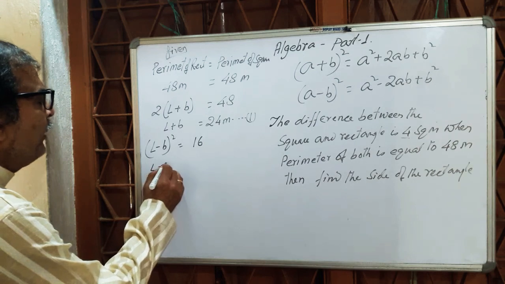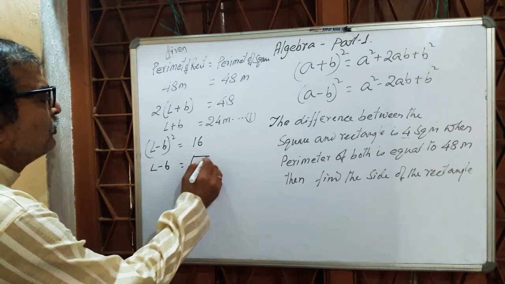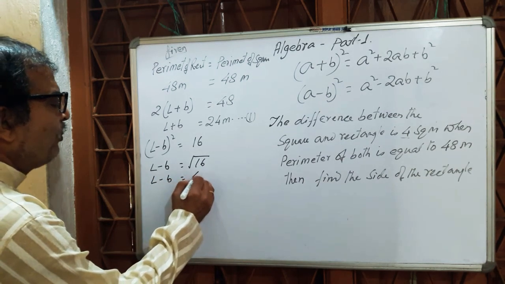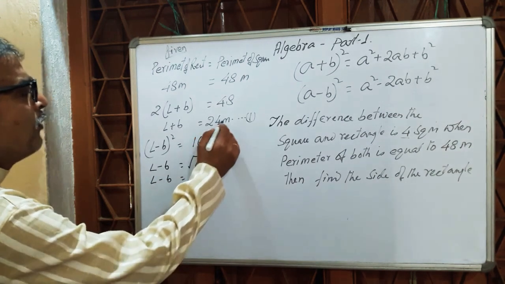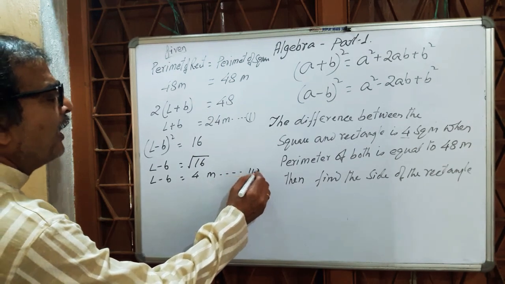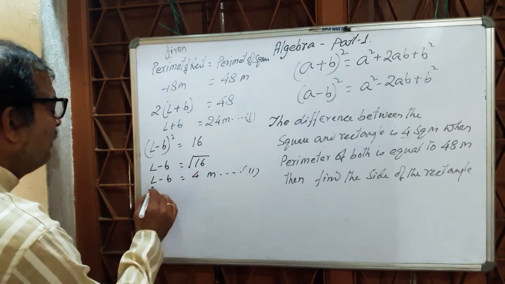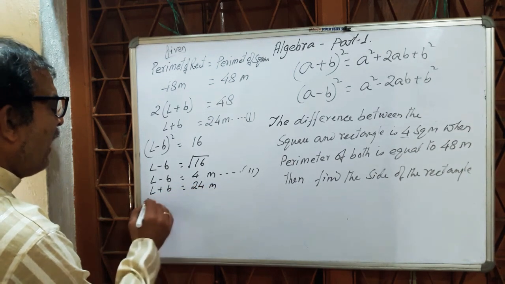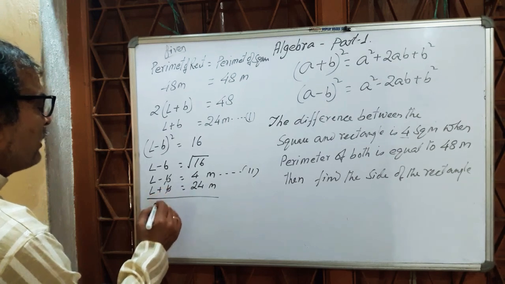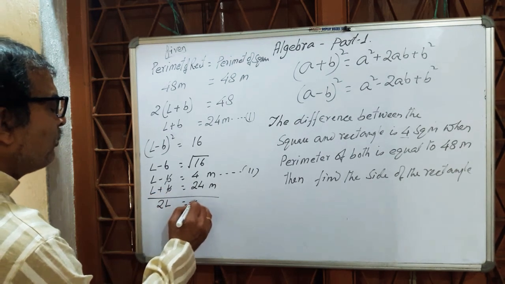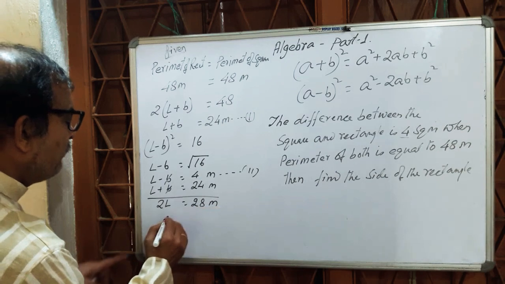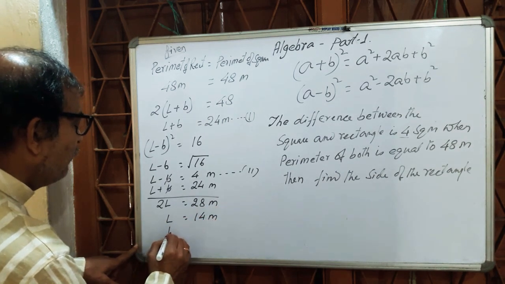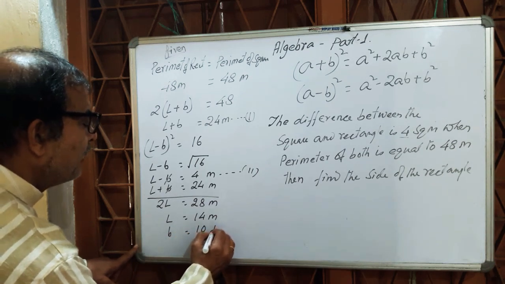Therefore L minus B equals root over 16, which is 4 meter. So I have got L plus B equal to 24 meter. Add it, B cancels, and 2L equals 28 meter. Therefore L equals 14 meter, B equals 10 meter.